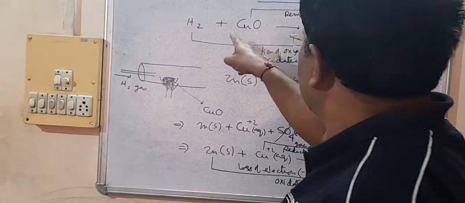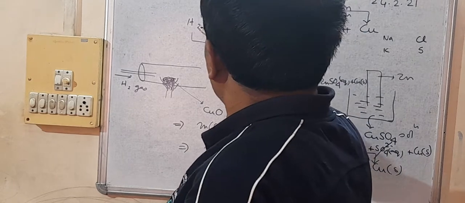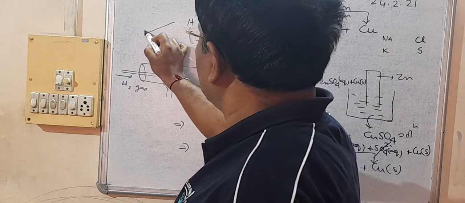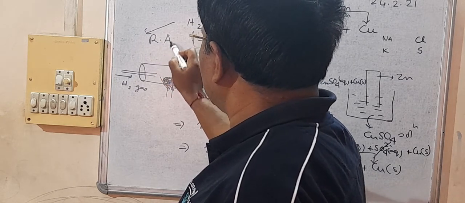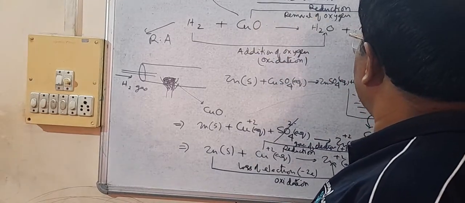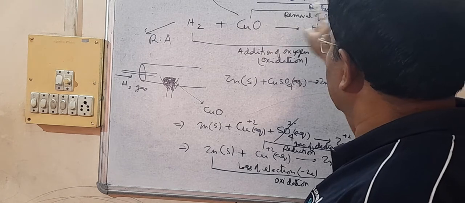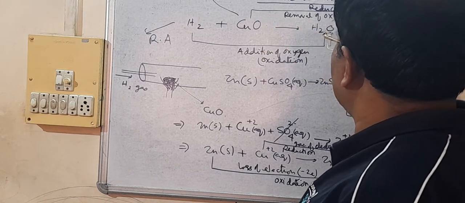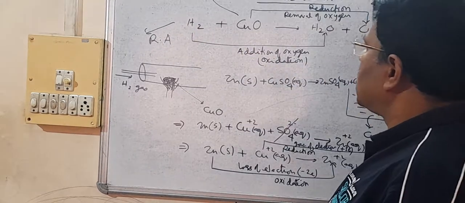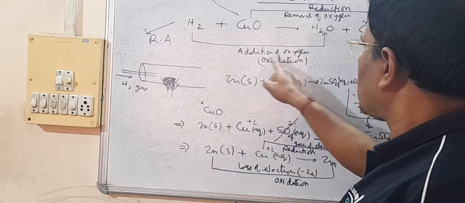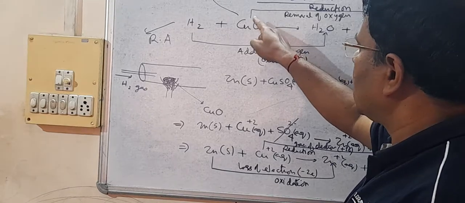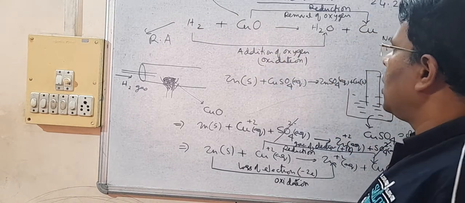Say here in this case, this copper oxide is the oxidizing agent. This hydrogen is a reducing agent. Since this step is, as you have seen, reduction, and this reduction is actually being helped by this hydrogen, hydrogen is a reducing agent. This step, oxidation, is actually being helped by copper oxide. So copper oxide is the oxidizing agent.